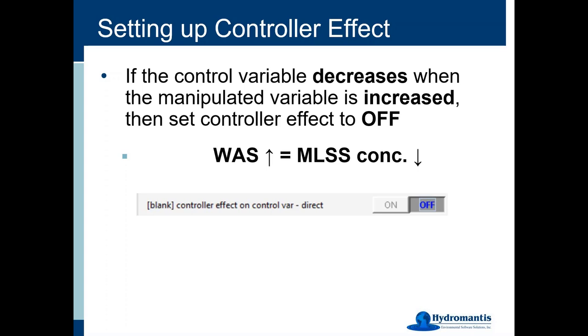By this, I mean this example that we're going to be working on today. If I increase my wastage rate, that will decrease my mixed liquor. So the action and the response go in different directions. Therefore, this parameter needs to be off. What it basically boils down to is that in the PID loop, it puts a plus or a minus at the beginning of the equation. It sets the sign, and then the controller will act in the right direction.